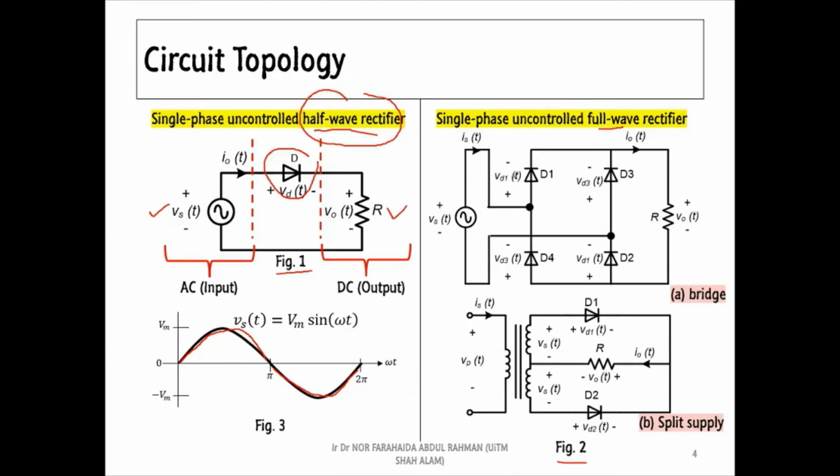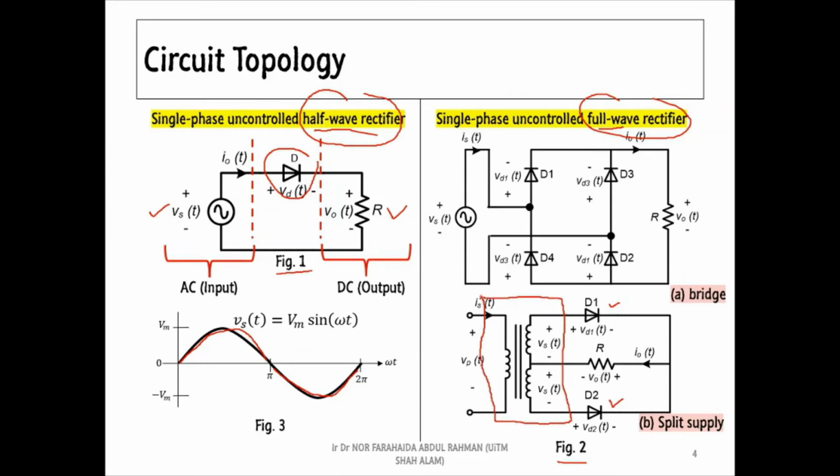On the other hand, the full-wave rectifier is designed to rectify both positive and negative half cycles of the AC supply voltage waveform. Because of that, we need at least two diodes to construct the full-wave rectifier circuit. However, in order to perform full-wave rectification, the rectifier must be connected to the AC supply through a single-phase center-tap transformer.